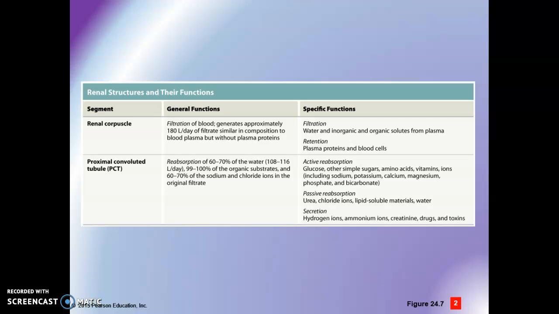In the proximal convoluted tubule, glucose, other simple sugars, amino acids, vitamins, ions, including sodium, potassium, calcium, magnesium, phosphate, and bicarbonate, are actively reabsorbed. Passively reabsorbed would be urea, chloride ions, lipid-soluble materials, and water. Hydrogen ions are secreted, ammonium ions are secreted, as well as creatinine, drugs, and toxins.